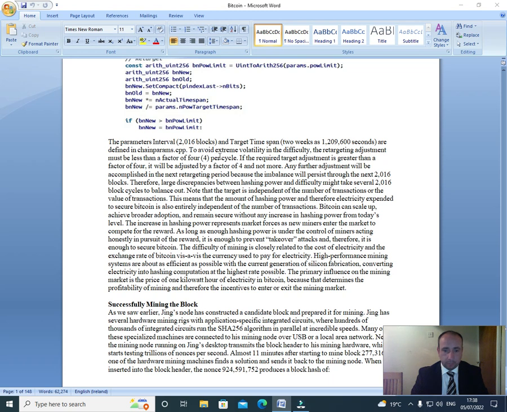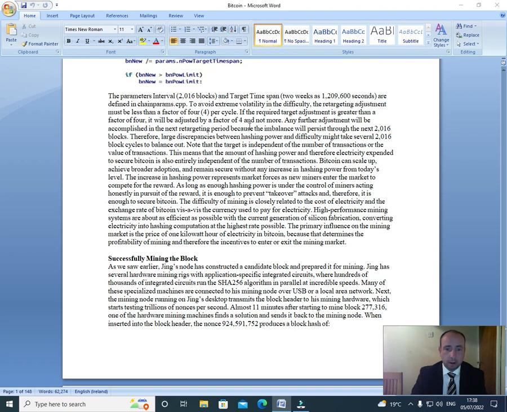To avoid extreme volatility in the difficulty, the retargeting adjustment must be less than a factor of 4 per cycle. If the required target adjustment is greater than a factor of 4, it will be adjusted by a factor of 4 and not more. Any further adjustment will be accomplished in the next retargeting period because the imbalance will persist through the next 2016 blocks. Therefore, large discrepancies between hashing power and difficulty might take several 2016-block cycles to balance out.